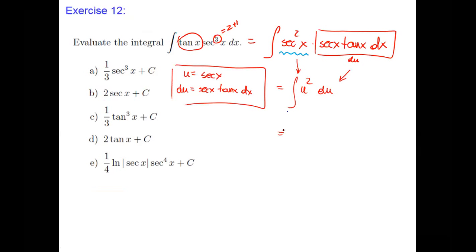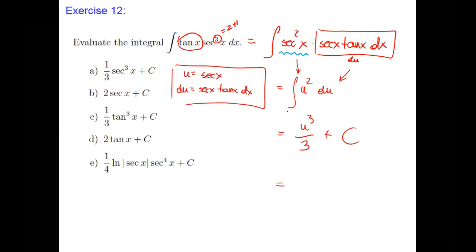Okay, who can tell me the integral of u squared? Or you can probably tell me the final answer. u cube over 3, thank you. u cube over 3. And what is the final answer? Which option? A, B, C, D, or E?